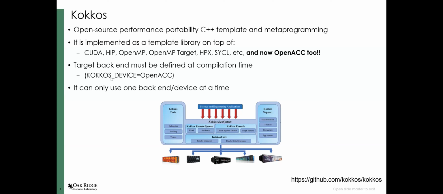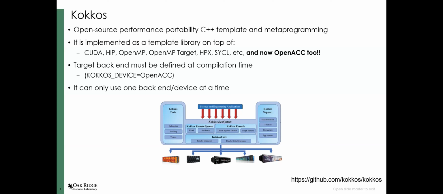So for instance, if you want to have the Kokkos code up and running on CUDA, because you want to use NVIDIA GPUs, you need to set this backend equal to CUDA. If you want to use the OpenACC backend, you have to set these Kokkos macros equal to OpenACC, and so on. Something important to know is that Kokkos can only use one backend and then one device at a time. With OpenACC, this is not true.